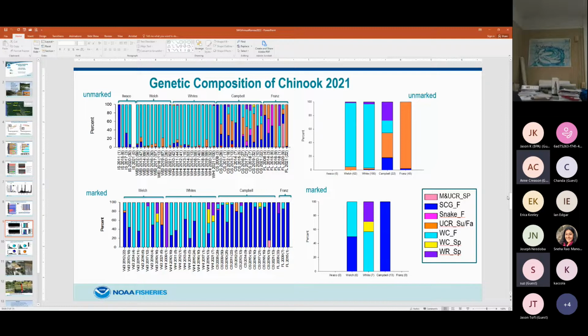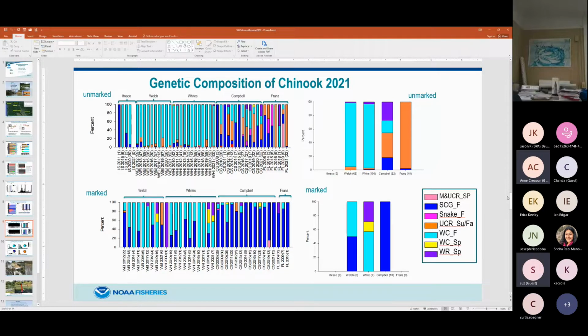And so we have unmarked on the top and marked on the bottom. And you'll see that there's some definite trends here. You see that Welch and White and even Ecological, although it's very few fish caught there, and you also see it in Campbell, but West Cascade Falls is our predominant stock. We saw that again this year in Welch and White. And when you incorporate the marked fish into it, you also see West Cascade Falls, but you also see a significant amount of the Spring Creek group.